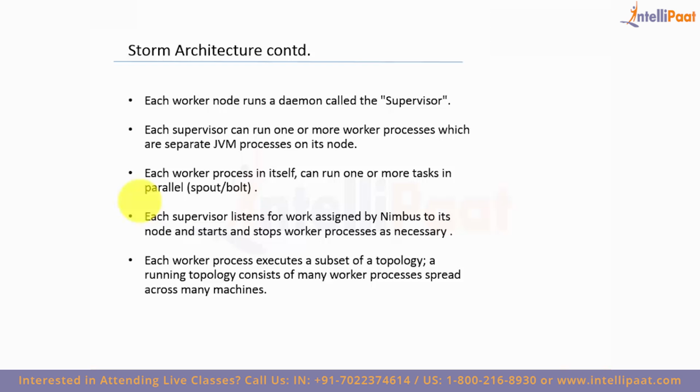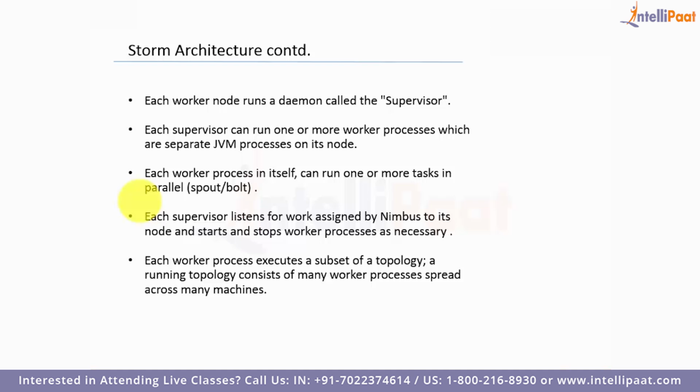So, each worker process can have multiple processes running, and the single supervisor is going to take care of them, which essentially are the JVM processes running in parallel on the same machine. In turn, each JVM process or worker process can have multiple tasks in the form of spouts and bolts. Each supervisor listens for the work assigned by Nimbus to its node and starts and stops the worker processes as necessary.